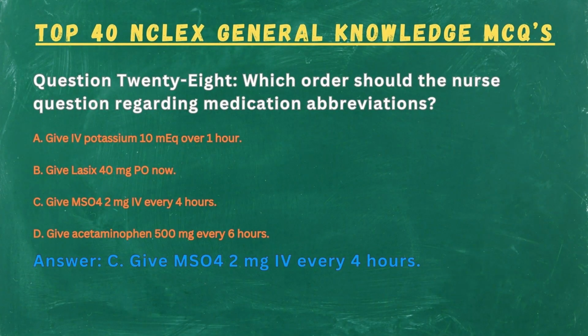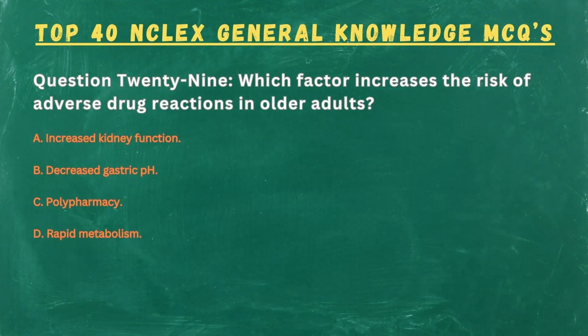Answer: C. Give MSO4 2 mg every 4 hours. Question 29. Which factor increases the risk of adverse drug reactions in older adults? A. Increased kidney function. B. Decreased gastric pH. C. Polypharmacy. D. Rapid metabolism.